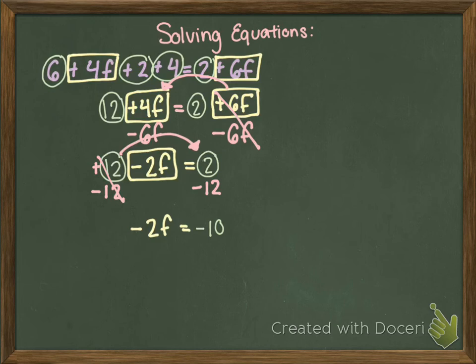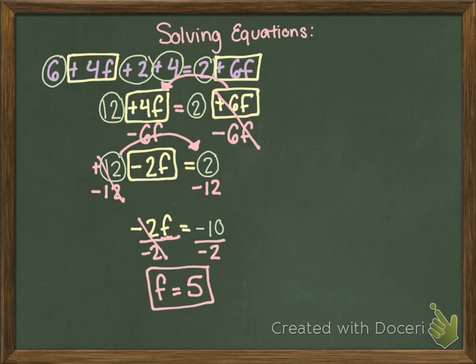Now the last, final, and my favorite step is usually to divide. We want to get the f completely by itself. So you divide including the sign that is with it. So divide by negative 2 on both sides. That original one cancels out, leaving you with just f. And negative 10 divided by negative 2 leaves you with a positive 5, because a negative divided by a negative is positive. So our answer, or the solution to this equation, would be 5.